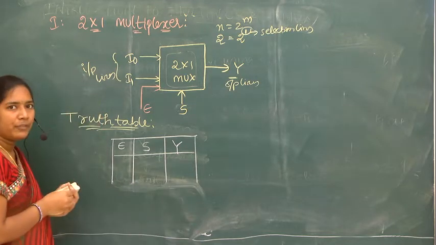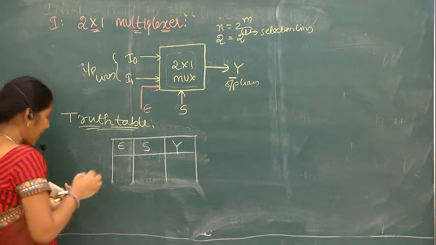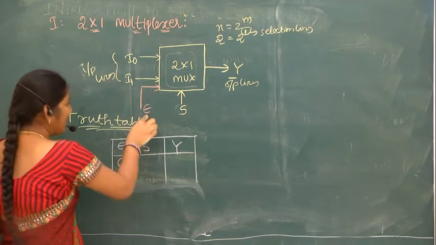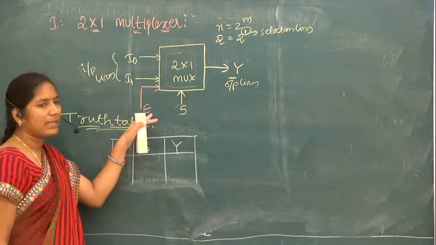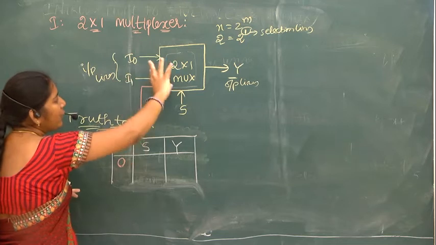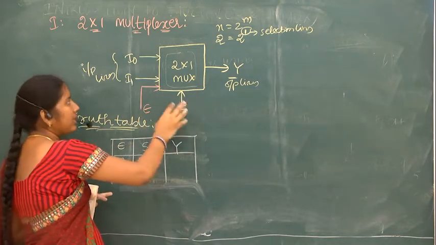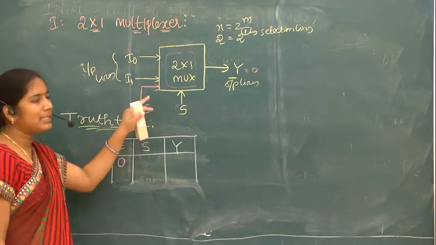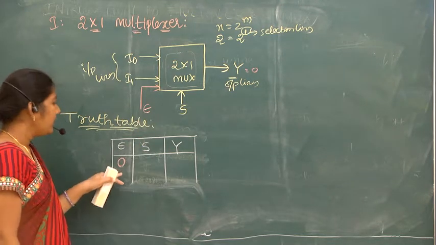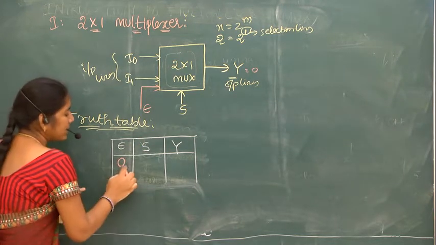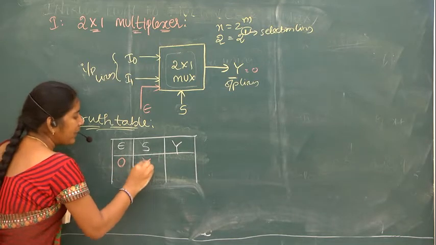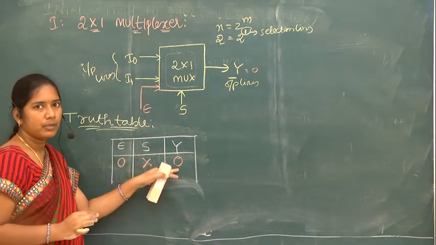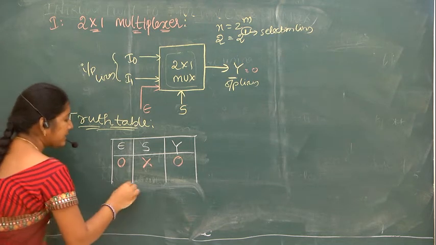For the first case, I'll consider this enable value is 0. When enable is 0, irrespective of the remaining, whatever may be the selection line, whatever may be the input, your output is always 0 itself. Means this multiplexer is in off condition when enable is 0. So when enable is 0, irrespective of selection line value, directly your output will be 0. So that is one possible case.